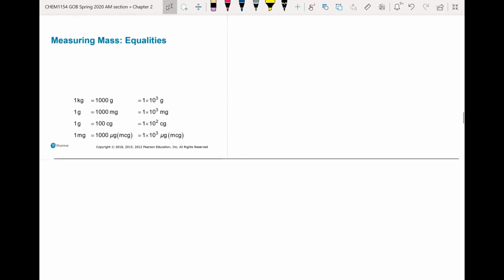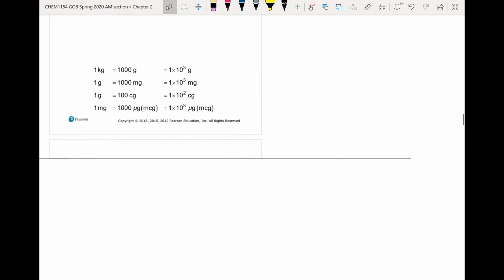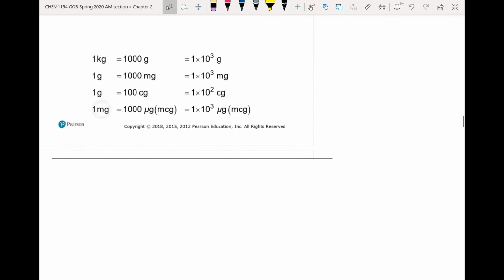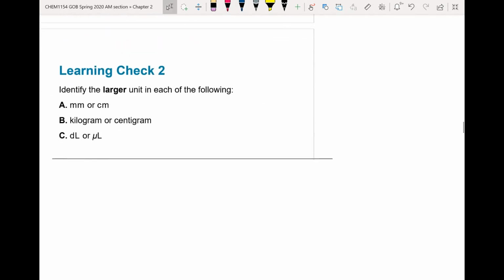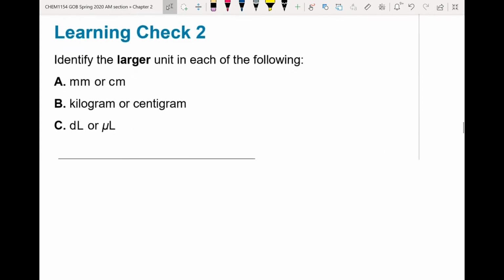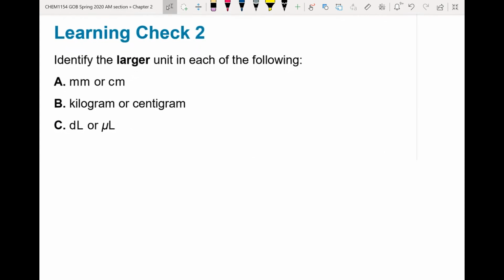All right. So we've seen equalities measuring length, equalities in volume. There's also equalities in mass, right? So a kilogram, for instance, is equal to 1,000 grams, right? They're exactly equal to each other. As long as we have that equal sign there, they are equivalent.